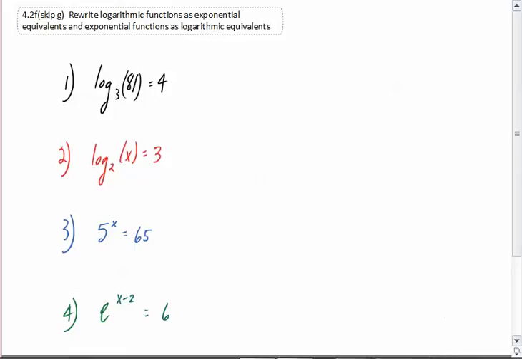So let's take a look at this first one. And what I'd like to do is go ahead and rewrite this logarithmic equation as an exponential equivalent. So we know that we can rewrite this as 3 to the 4th power, right? Because a log names an exponent. So that has to be the exponent. This is still called a base, back when we learned about bases and exponents. And the only other place for the 81 to go is right there.